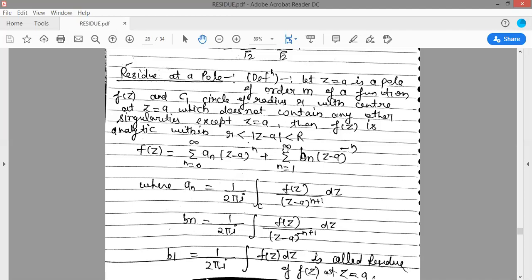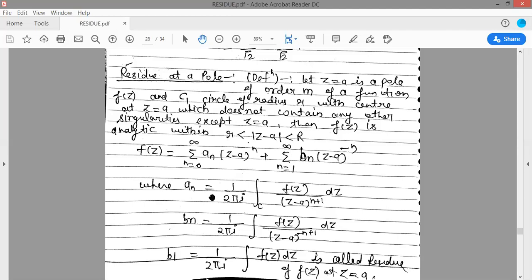So we have our Laurent series here. So what is the Laurent series? f(z) is equal to summation n equal to 0 to infinity a_n (z minus a) to the power n, plus summation n equal to 1 to infinity b_n (z minus a) to the power minus n. You can write a_minus n here, because this is a negative power term series. So your series will be a_minus 1, a_minus 2, a_minus 3, and so on, right?